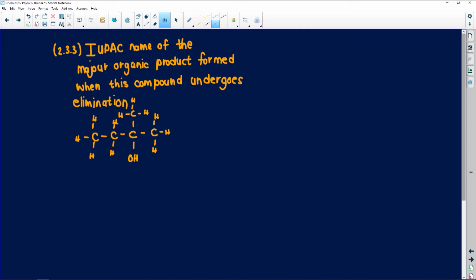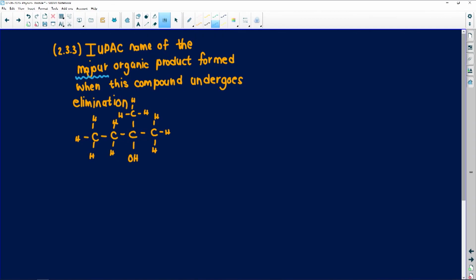We must give the IUPAC name of the major organic compound. Now, guys, most of you don't really get confused, but there are two theories that we need to remember when we talk about major and minor products. Major products are the products that are most likely to happen during this reaction, and the minor products are the products that are less likely to happen, right? Now, what does this mean in chemistry? This means there are a lot of hydrogens, so we can eliminate any hydrogen, right?